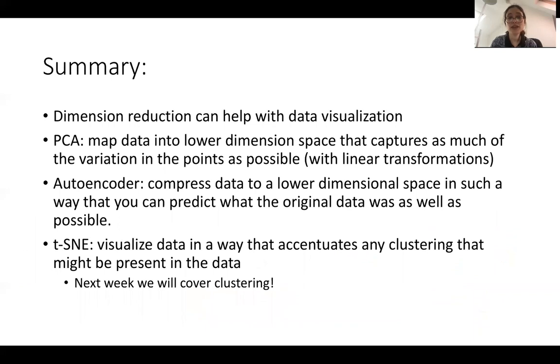In summary, dimension reduction techniques can help with data visualization. Principal components analysis is one specific technique for mapping data into lower dimensional space that captures as much of the variation in the points as possible with linear transformations. Autoencoders are ways of compressing data into lower dimensional space in such a way that you can predict what the original data was as well as possible. In T-SNE, you visualize data in a way that accentuates any clustering that might be present in the data. This is a good segue because next week we'll cover clustering.